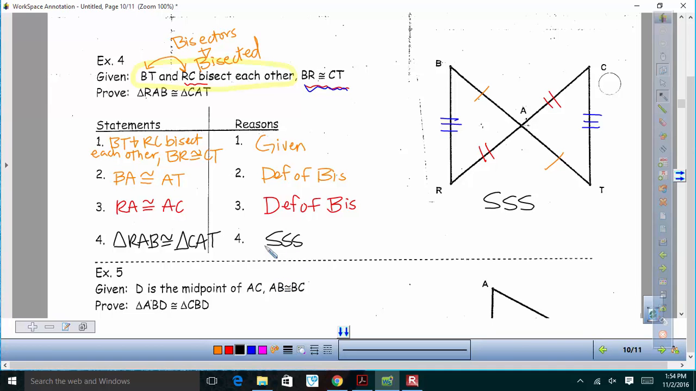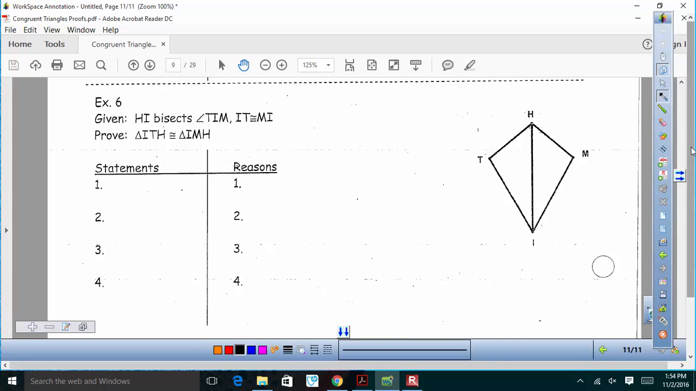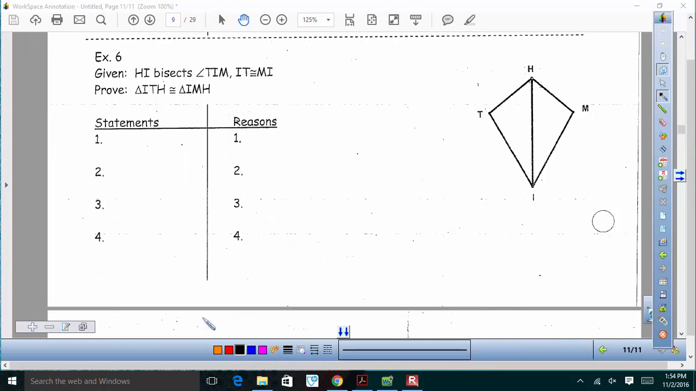Okay, I got one more for you, and then I'm going to let you try one. Let's look at 6. So in number 6, the very first thing we want to do is write our given. So HI bisects angle TIM, and IT is congruent to MI. And that's because it's given. Okay, so the first thing, HI bisects angle TIM.